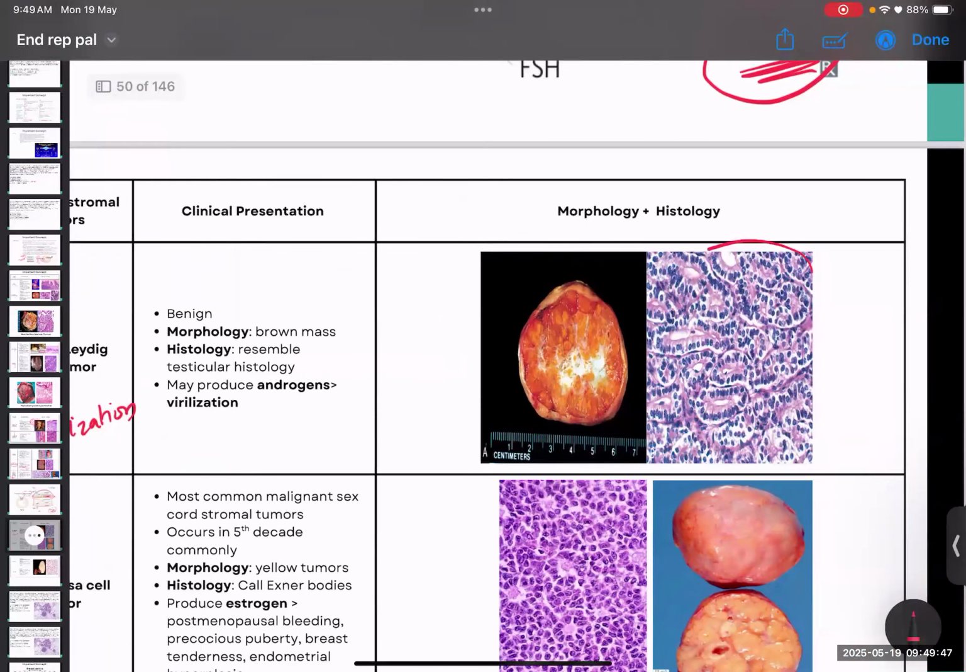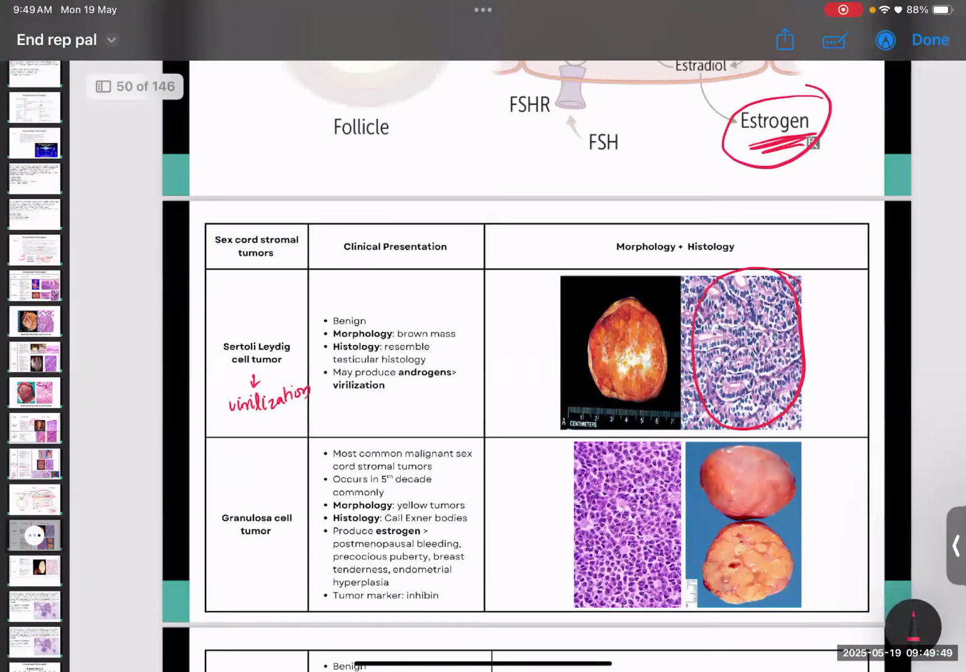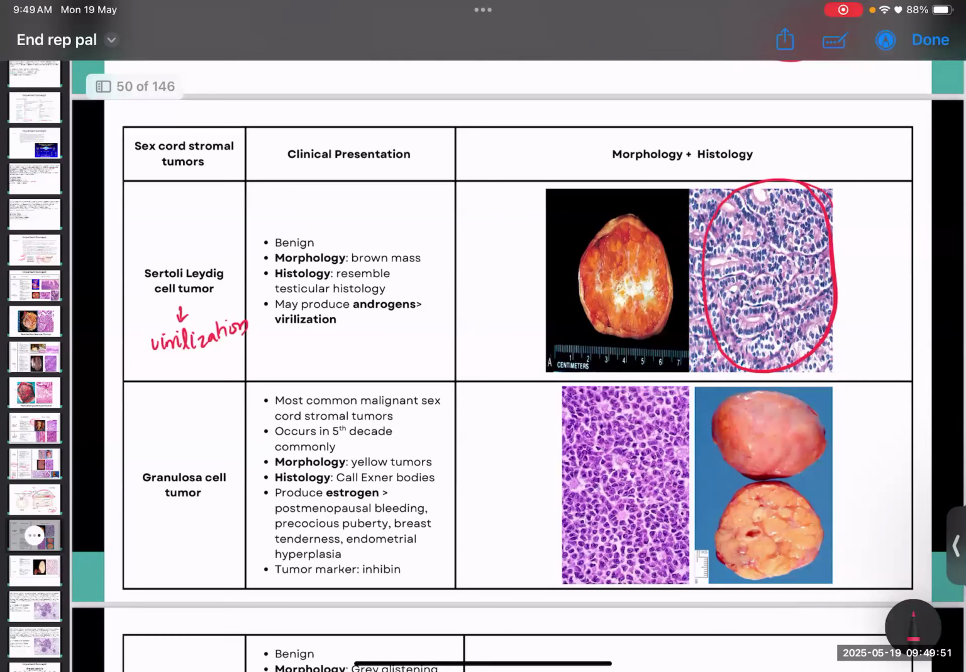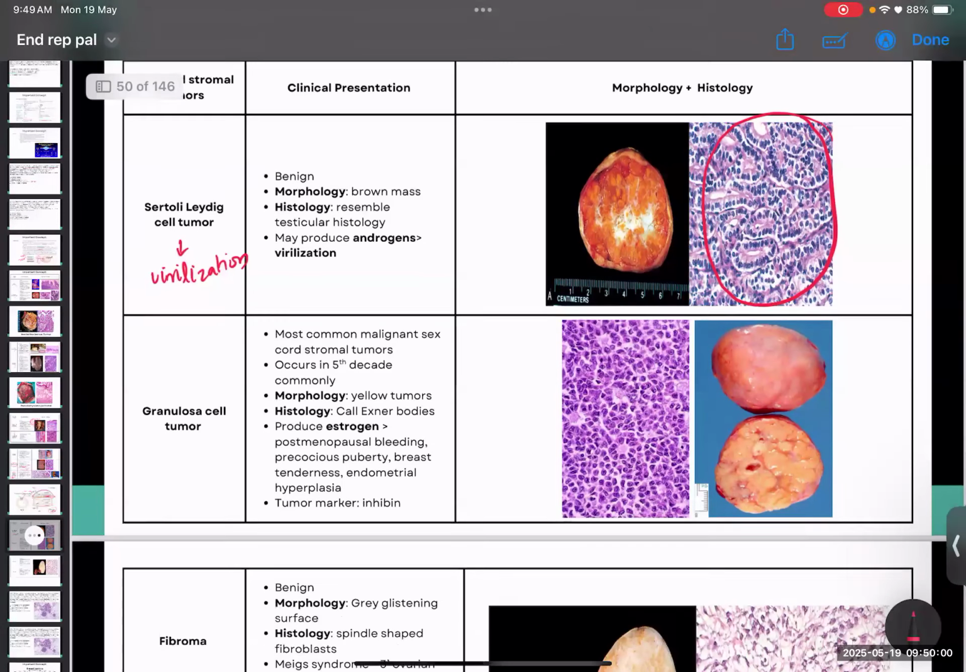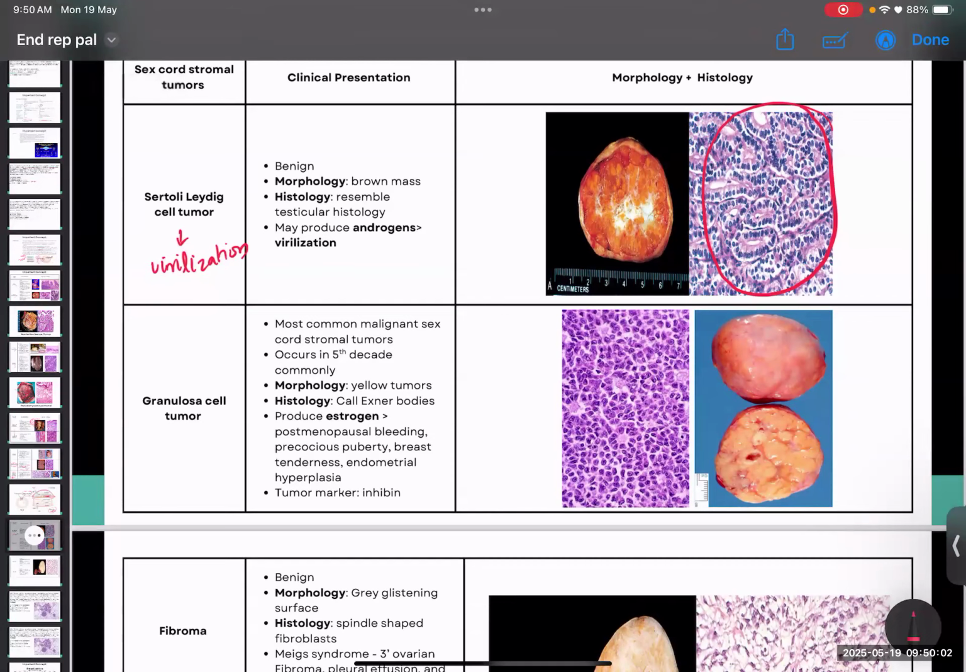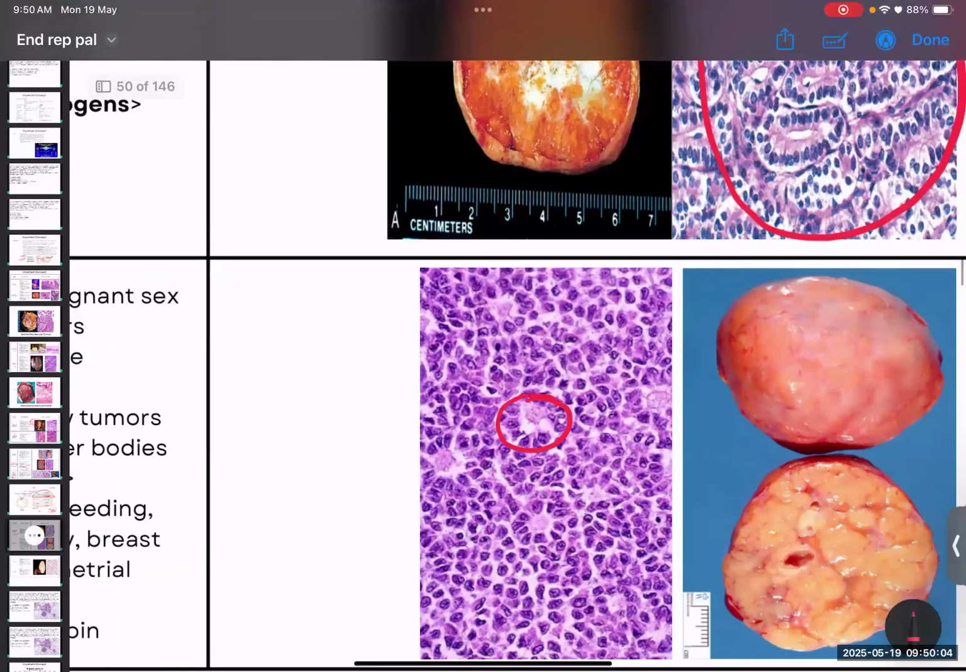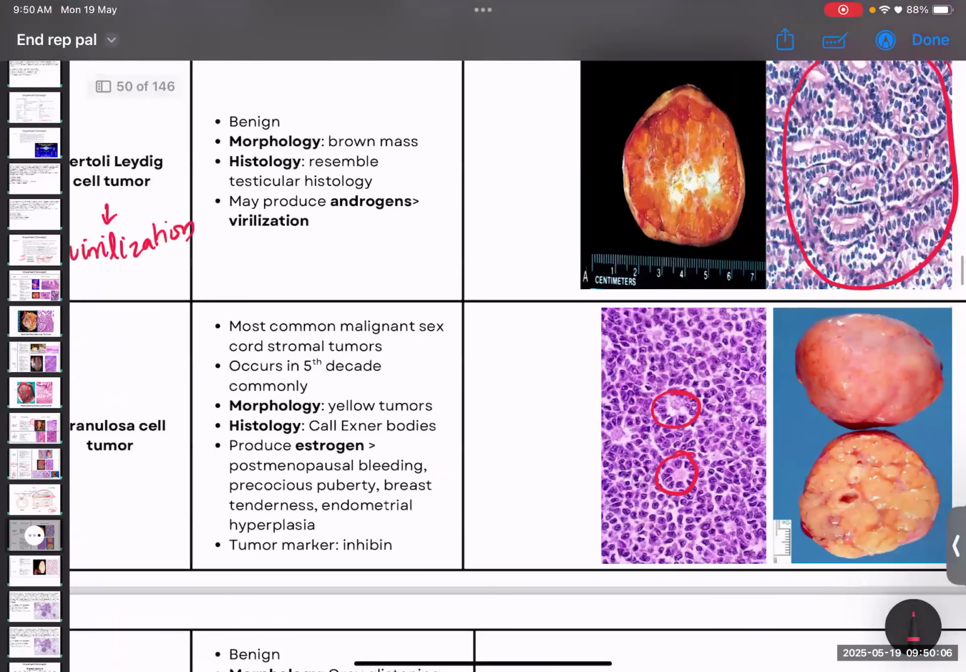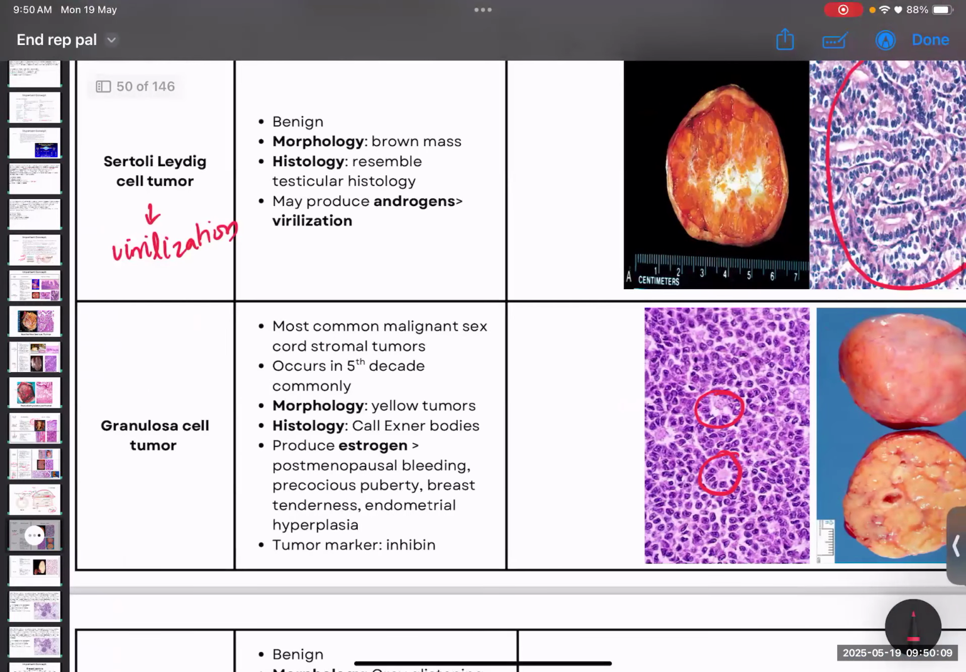And this is how it looks. They kind of resemble the seminiferous tubules in your testes. Then you have the granulosa cell tumors, and something characteristic to them is the Call-Exner bodies, which are basically these bodies here, and they produce estrogen.